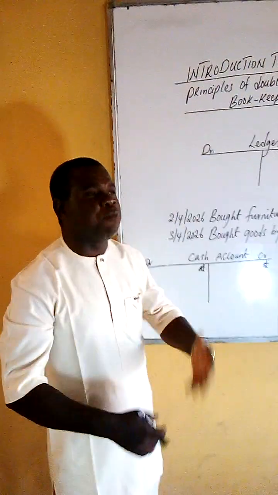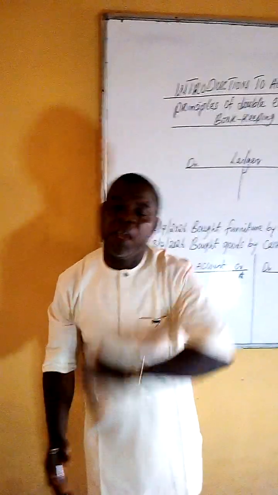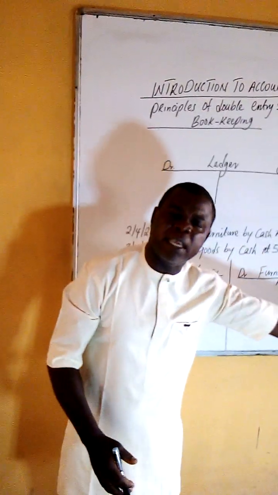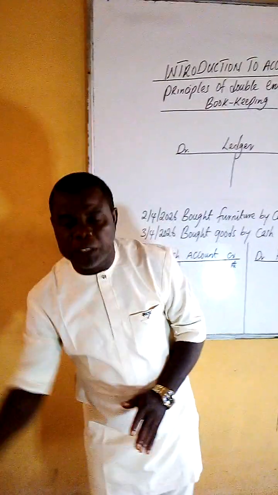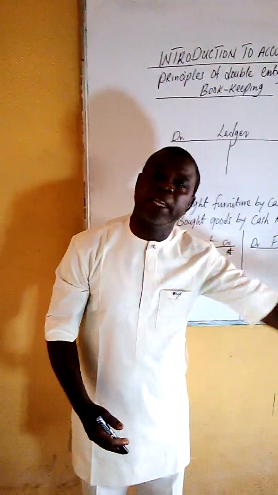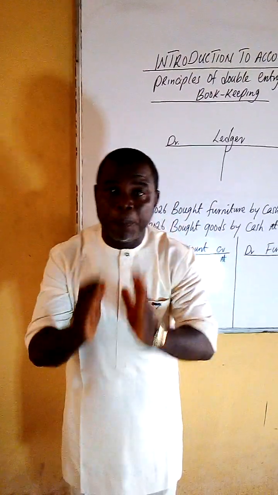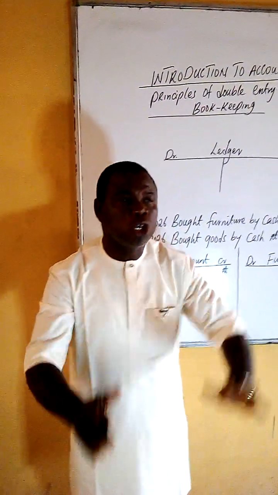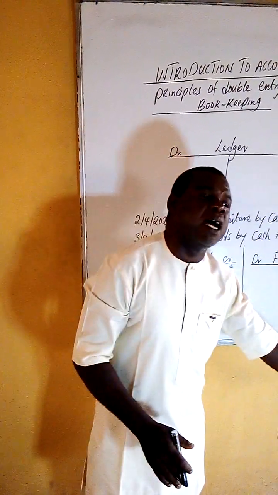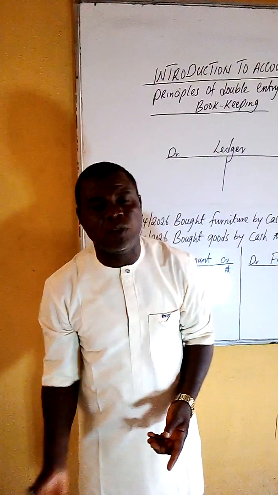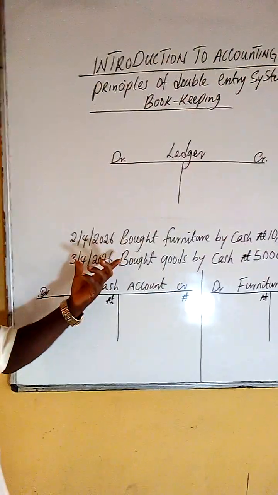And double entry has a principle. The principle simply means debit the account that receives and credit the account that gives. That is the first fundamental principle of double entry. The supporting principle says any debit entry must have a corresponding credit entry. That is the principle we're going to use to post the transaction into the ledger account: debit the account that receives, and then credit the account that gives. Let's look at it now.